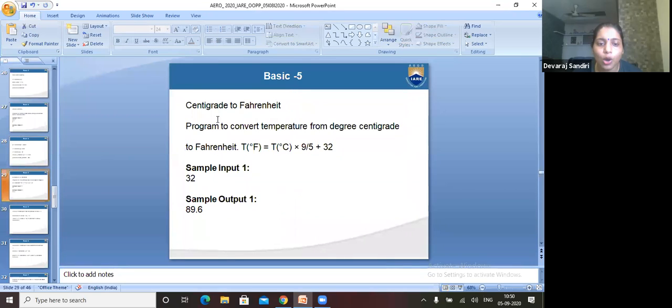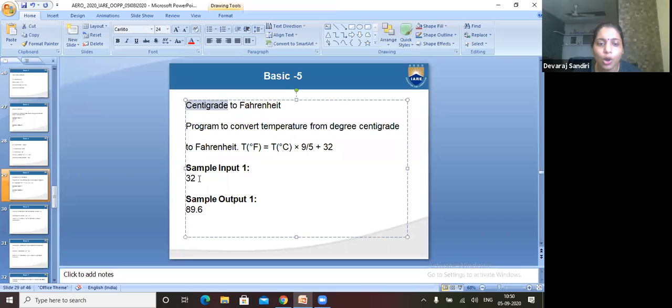Now fifth program. Centigrade to Fahrenheit. What is the meaning of centigrade to Fahrenheit? What is the formula? Program to convert the temperature from degree centigrade to Fahrenheit. In Fahrenheit, what is the formula? Degree centigrade multiplied by, they have to give centigrade value 32. 32 into 9 by 5 plus 32. Okay. 32 into 9 by 5 plus 32.